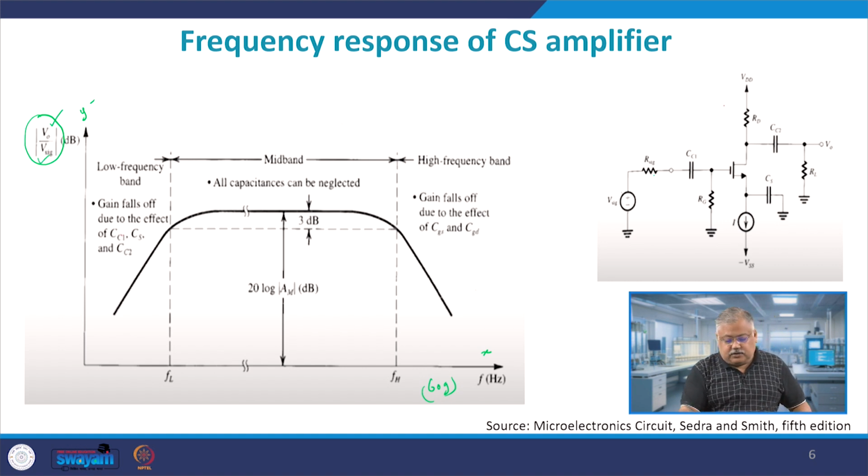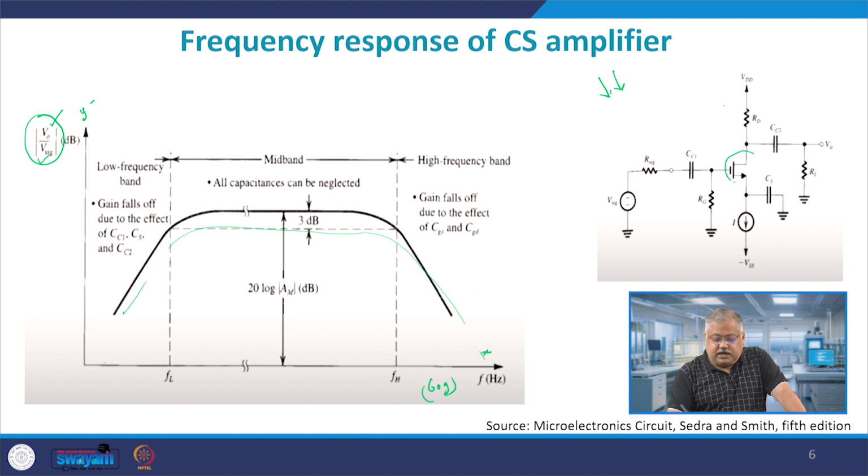On the right-hand side, I am plotting this, and the overall takeaway from this graph is that as the frequency varies from a low to a high value, first the gain starts to increase, becomes constant over a period of time, and then goes on decreasing. Let me explain this with respect to the figure to the right. This is basically a common source amplifier.